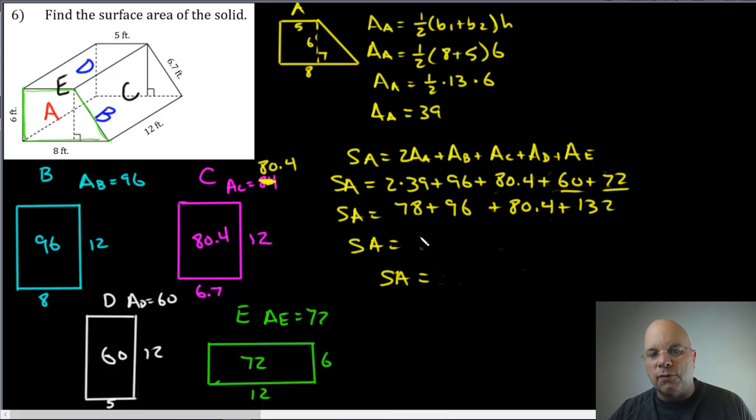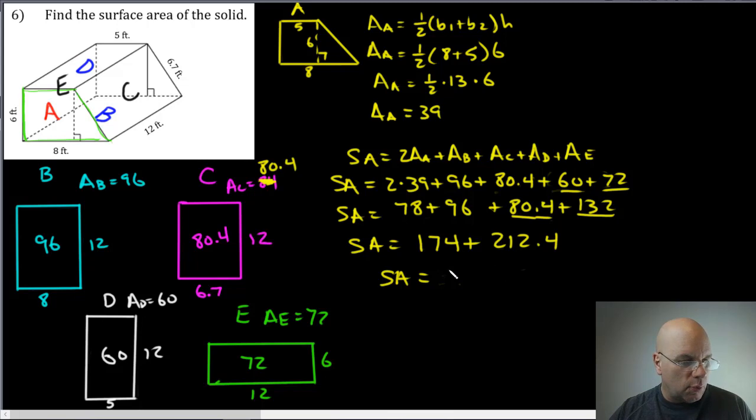So 160 and 14 is 174 plus 80 and 132 is 212 plus 0.4 is 212.4. If I add these together, I get 386.4. 386 and 4/10 feet squared.